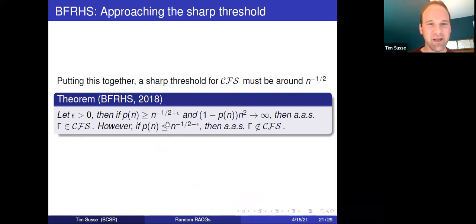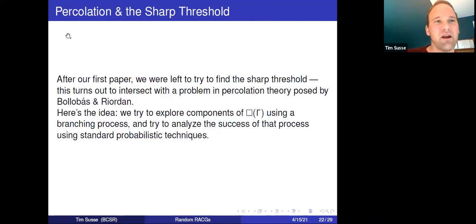So in 2018, we pinned down that we needed to look around n to the minus 1/2, which is why Jason had generated that graph that you saw earlier. After our first paper, we knew roughly that the threshold was somewhere around n to the minus 1/2, but we wanted to know exactly where it was. And it turns out that this problem intersects with a big problem in percolation theory that was posed by Bollobás and Riordan. And so the idea is pretty simple.